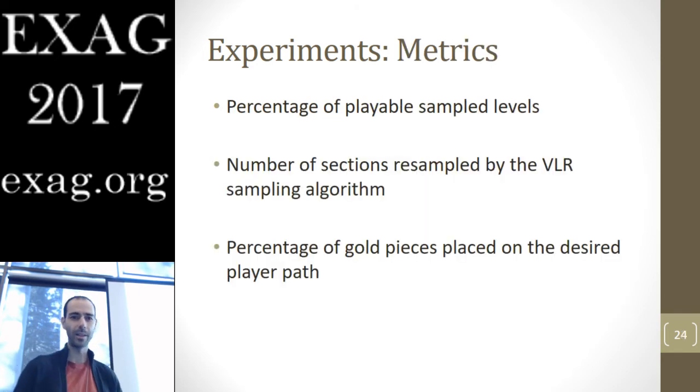And to evaluate how well it worked, we measured 3 things. The first is the percentage of levels that were playable. The second is how hard it was to generate a level, which we measured by how many times the VLR algorithm needs to resample a section of the level. And the last is how many of the gold pieces are in the path that we provided as input, which is basically how much the algorithm actually followed this path for generating a level.